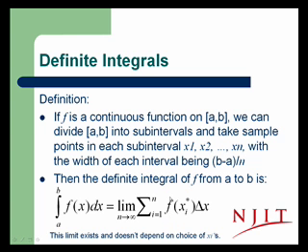If the function has negative pieces, these pieces will be negative. We'll call those negative areas. This limit exists, and it won't depend on the choice of the point in each interval.